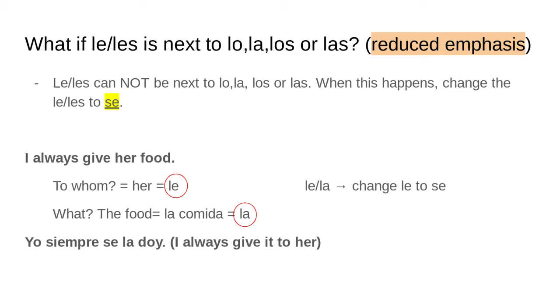Here's an example of that. I always give her food. Who's it being given to? Her, which would be represented by le. What's being given? The food, which is la comida, which we replace with la. We see here we have an issue because we have le and la being next together, which we said is not possible. So therefore, we would change the le to se in our final substitution. My final sentence becomes, yo siempre se la doy. I always give it to her.